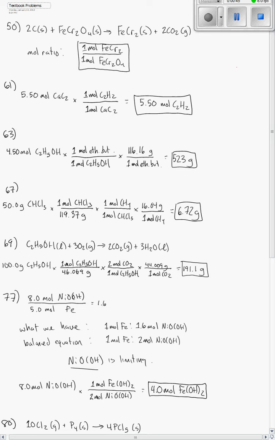Question number 50 asks you to find the mole ratio you would use to convert from moles of chromite, which is FeCr2O4, to moles of ferrochrome, which is FeCr2. So you get the mole ratios by looking at your balanced chemical equation. And you use the coefficients from the equation to tell you what the mole ratio is.